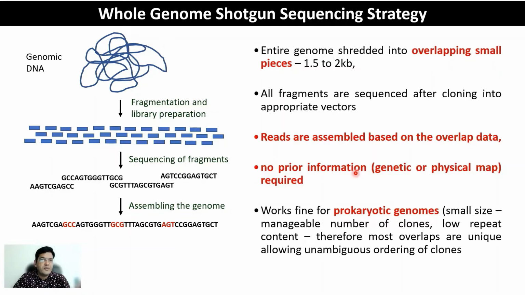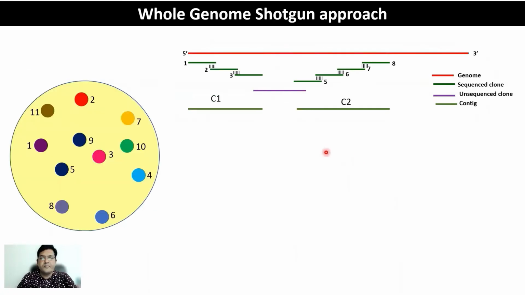So now that we've described everything in detail about making a genomic DNA library and the steps involved in genome sequencing, let's have a closer look at genome sequencing, the problems that may arise, and how you troubleshoot those problems. So here is a representation of the whole genome shotgun approach.